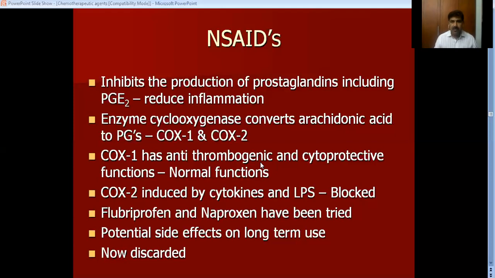Now just imagine giving NSAIDs to a patient for months or probably years. It has got a lot of side effects. So more than the potential benefits associated with host modulation, it may have a lot of other side effects. So nowadays we don't use that. It's just of academic interest. So you should know NSAIDs, why it is used. It is basically you are trying to reduce the prostaglandin that is formed by the COX-2 pathway. What are the agents that have been used? Naproxen, flurbiprofen.